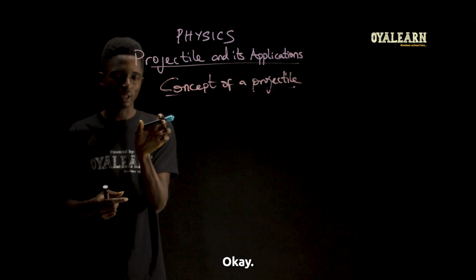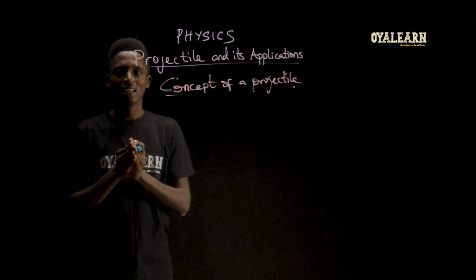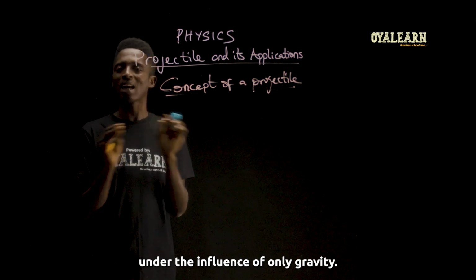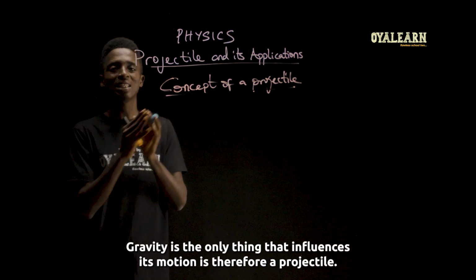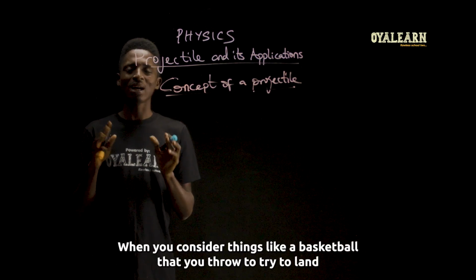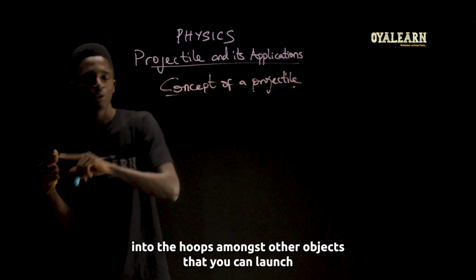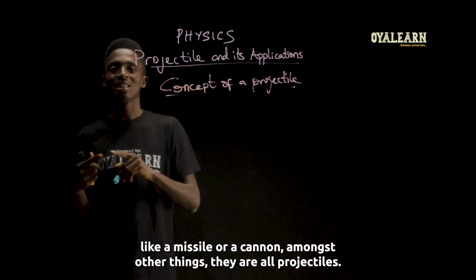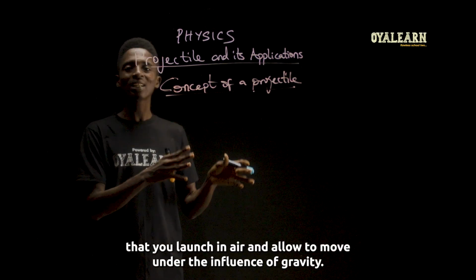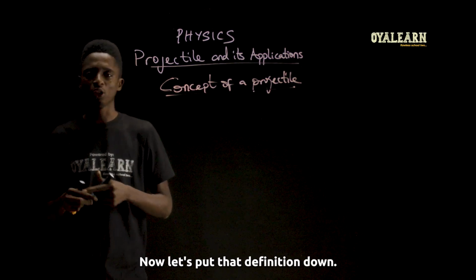Okay, so any object that is thrown or launched in air in such a way that it moves under the influence of only gravity, where gravity is the only thing that influences its motion, is therefore a projectile. When you consider things like a basketball that you throw to try to land into the hoops, amongst other objects that you can launch like a missile or a cannon ball, they are all projectiles. Those objects that you launch in air and allow to move under the influence of gravity are called projectiles. Now let's put that definition down.